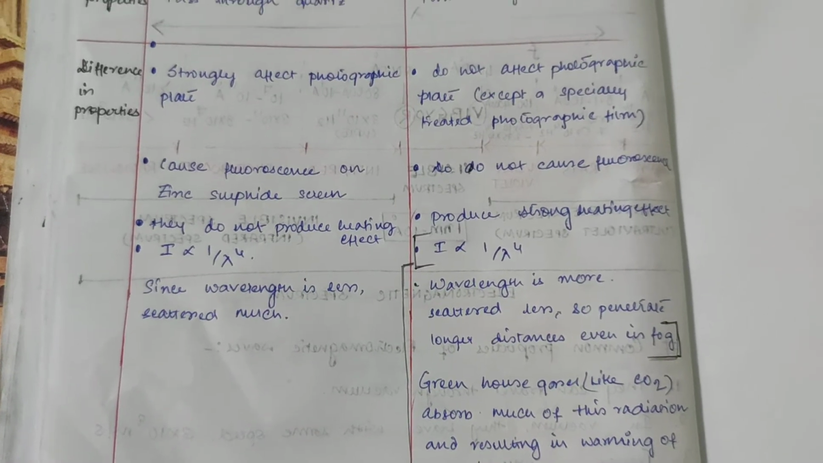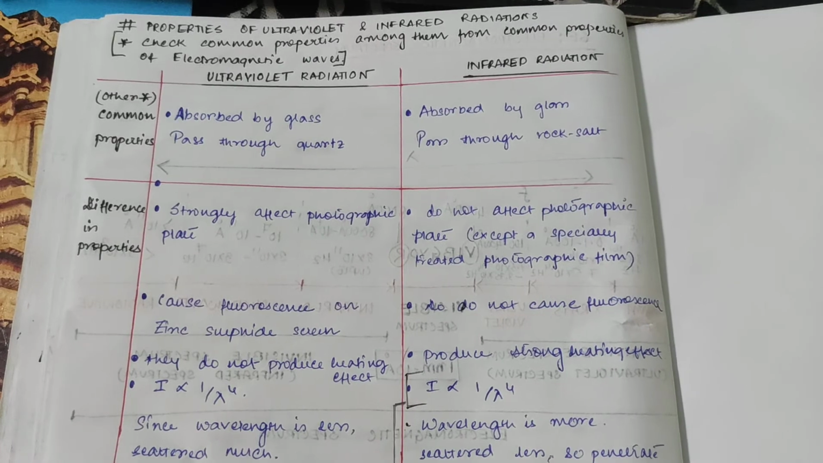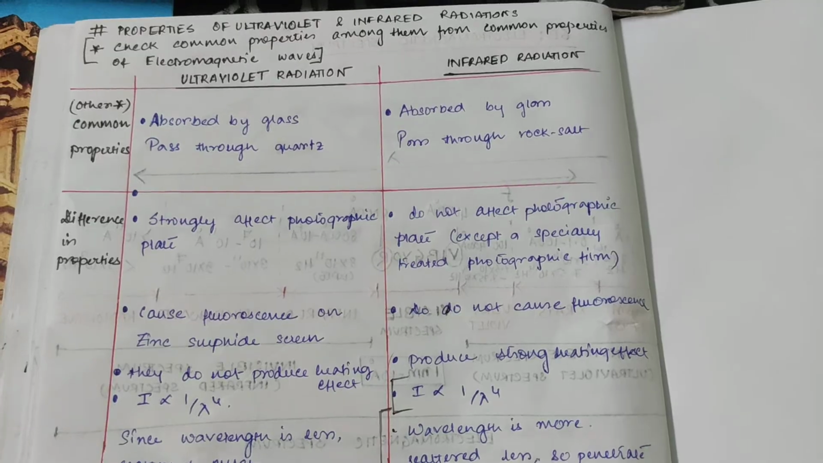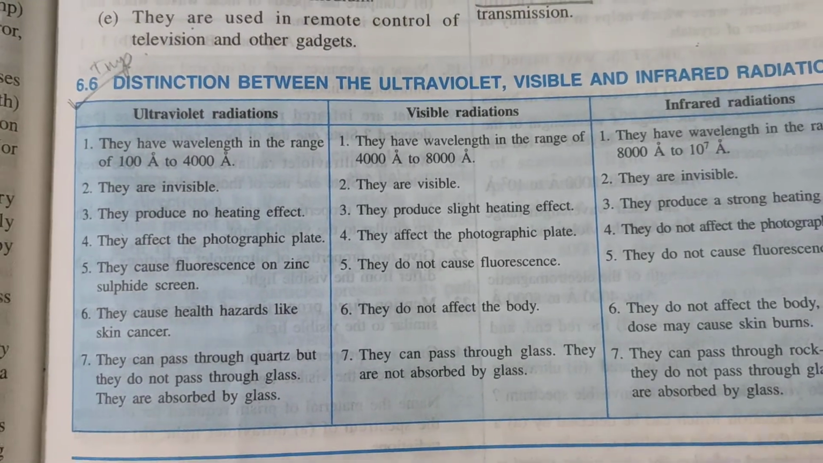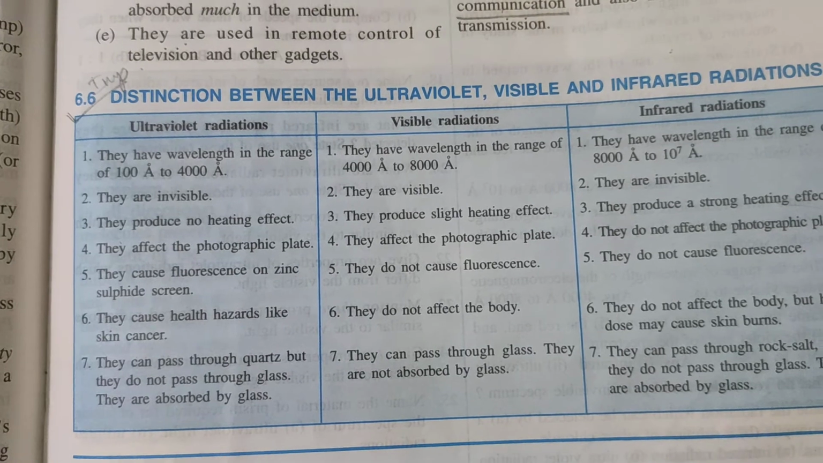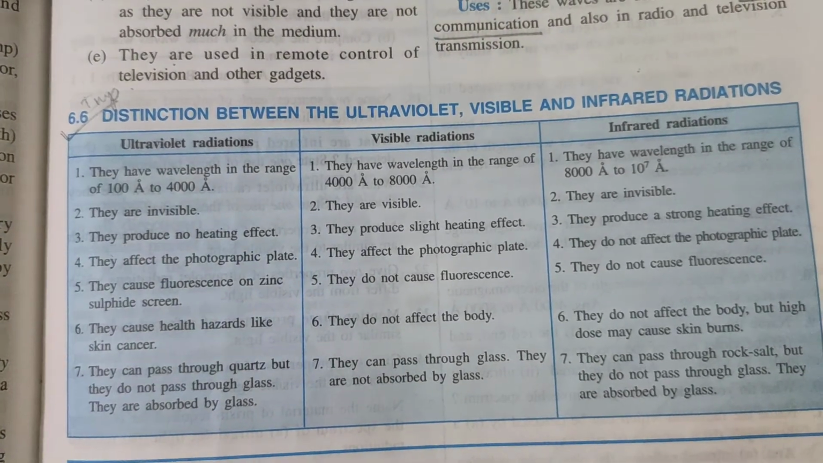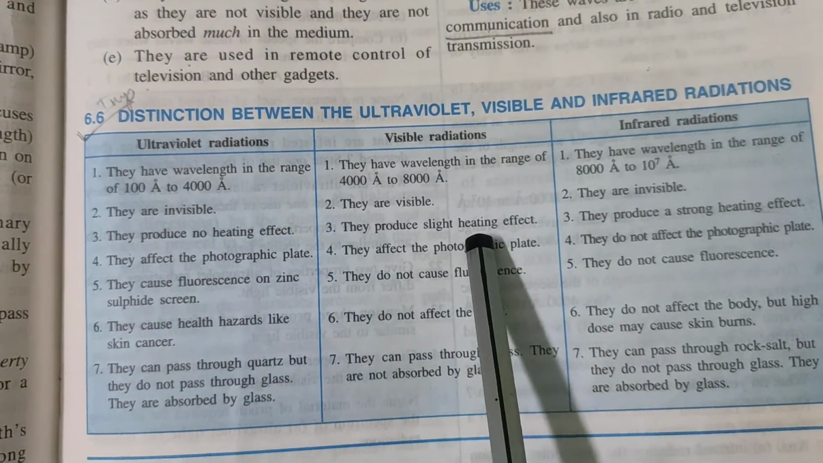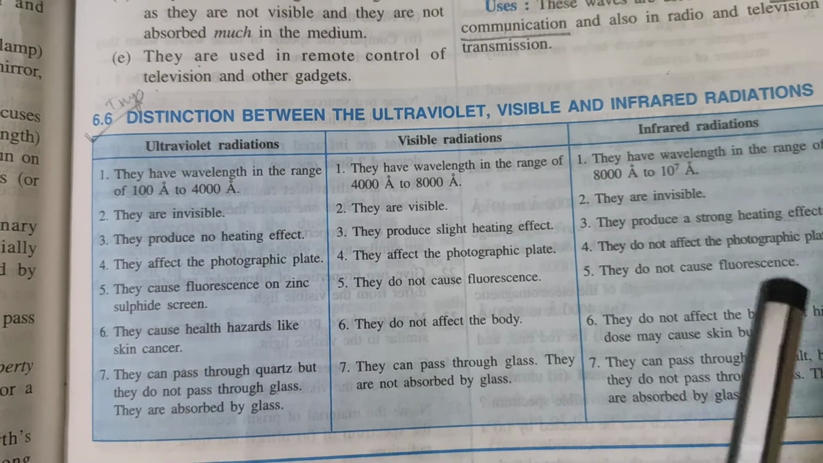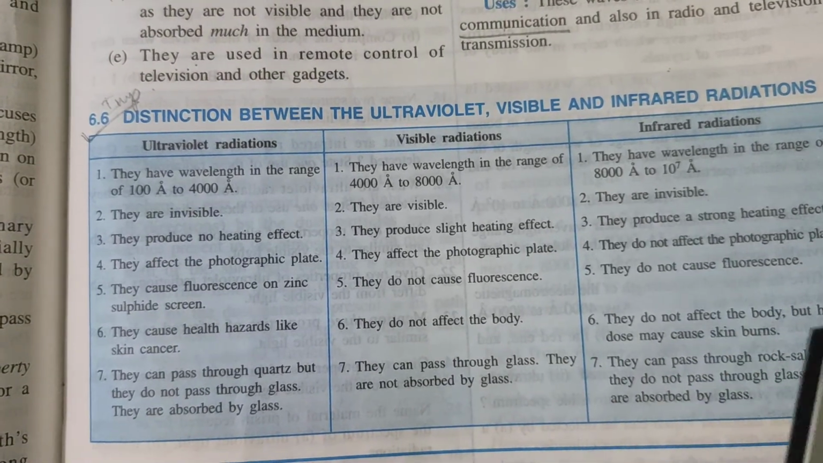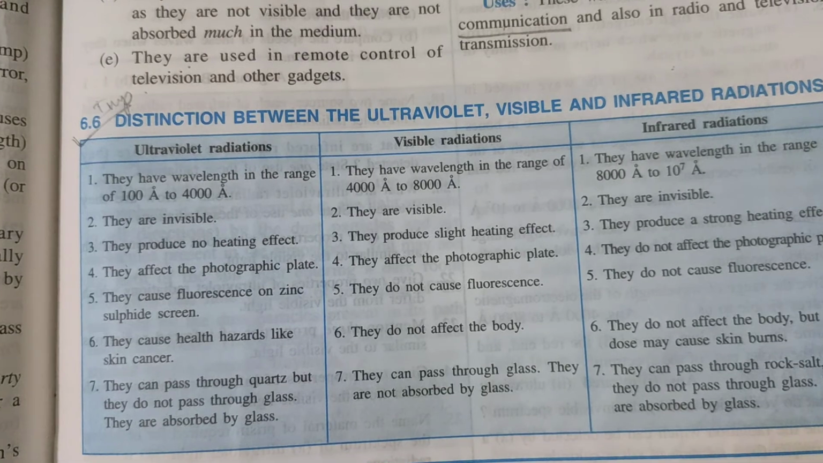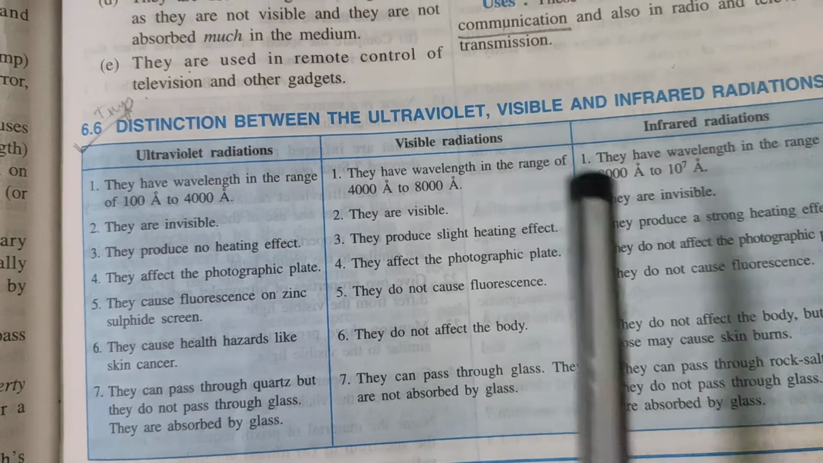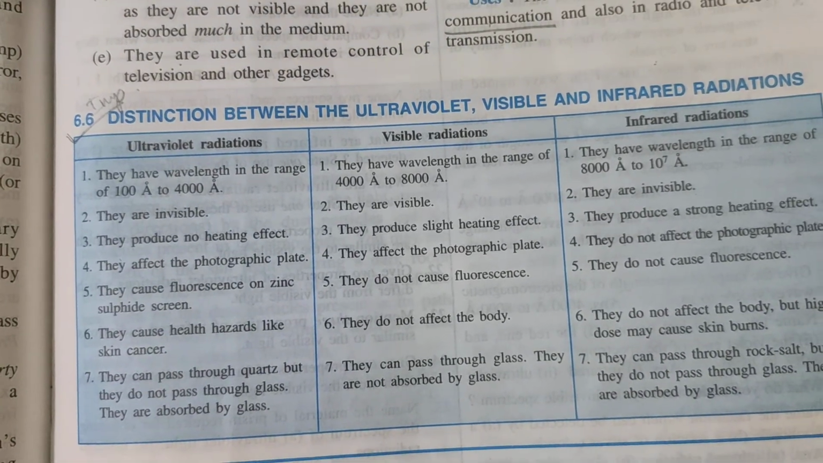Now, one common source of ultraviolet and infrared radiation is the sun. It's a common source for both of them. This is also important: the distinction between ultraviolet, visible and infrared radiations. If you get questions like what are the common properties between ultraviolet and visible or infrared radiation, common properties always follow those common properties of electromagnetic radiations. But if you are asked to write the difference in their properties, then follow these points. Just go through these points.